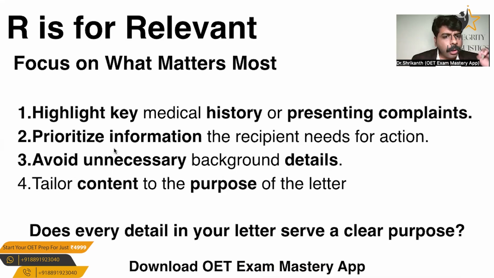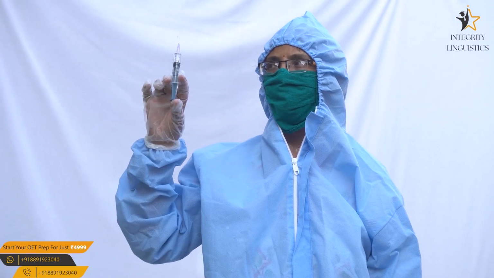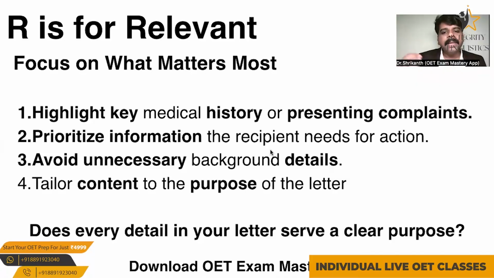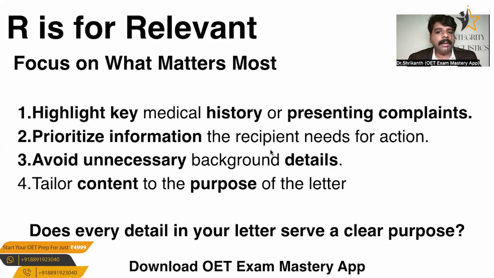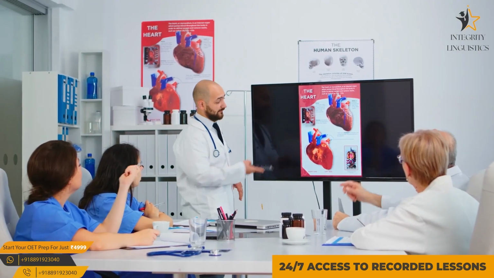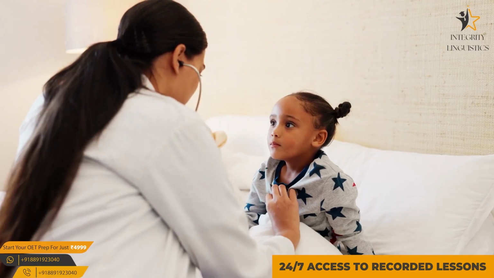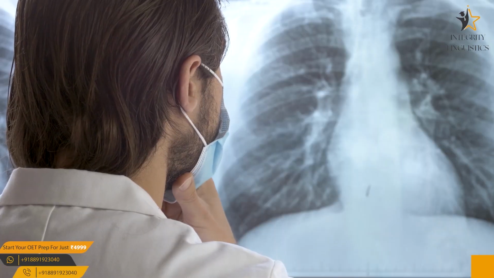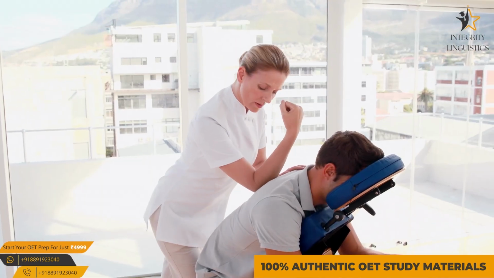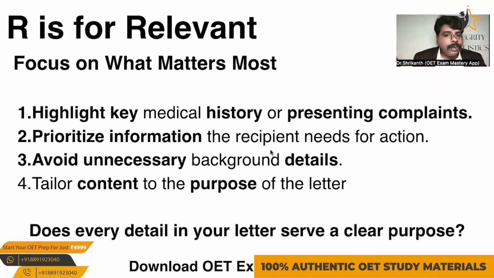Next one, prioritize information based on the recipient's needs for action. Now the recipient, what does the word recipient mean? Recipient is basically the person who is reading your letter. Sometimes you may be writing to a cardiologist. Sometimes you may be writing to a pediatrician. Sometimes you may be writing to a pulmonologist. Sometimes you may be writing to a senior nurse. You may be writing to a physiotherapist. Now you see over here, there is no exact pattern that keeps on repeating.